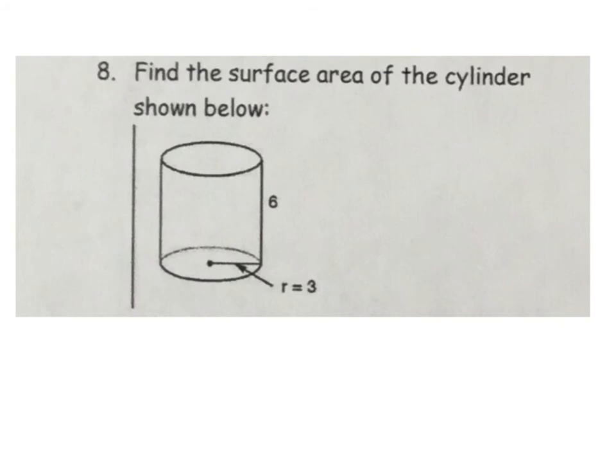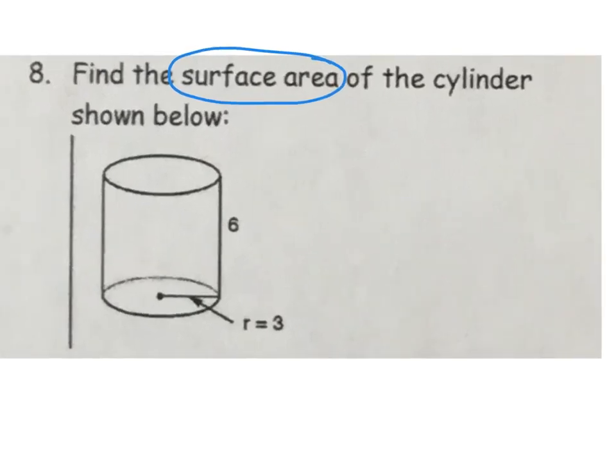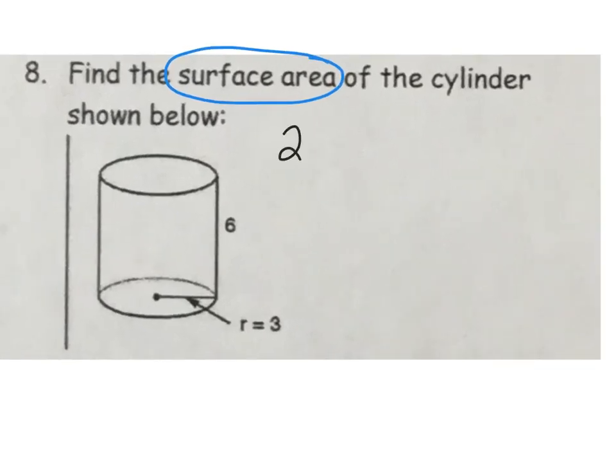Number 8, find the surface area of the cylinder shown below. So surface area, again, that's what we did today. I'm going to go ahead and write the formula for that. 2 pi r h plus 2 pi r squared. And it doesn't specify if it's lateral or total. So if it doesn't do that, then just assume that it's the total surface area. So that's what we want for number 8.